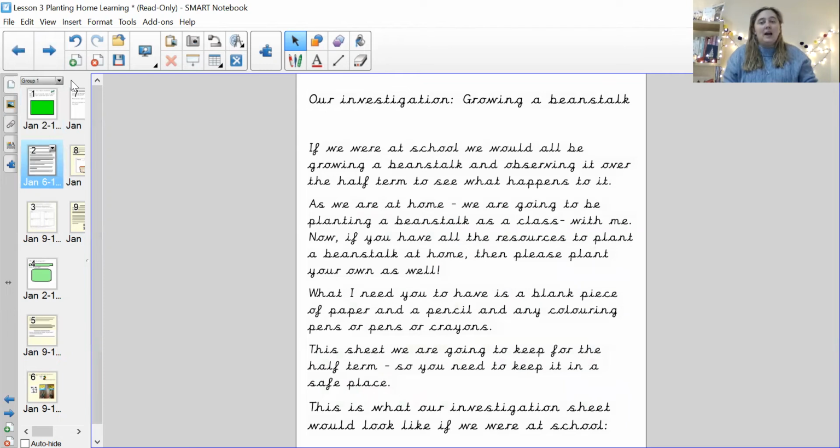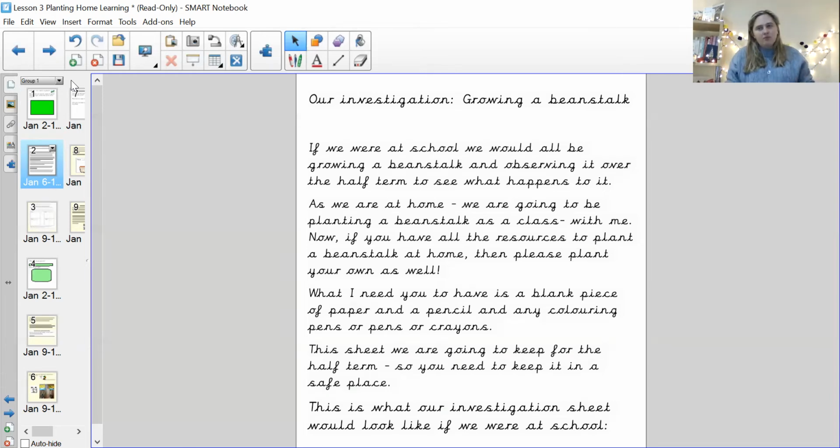Okay, now we will be growing a beanstalk. Can you have a think about why? Tell me. We are learning about Jack and the beanstalk. So we'll be growing a beanstalk. Now, if we were in school, we would all be growing a beanstalk and observing it over the whole half term to see what happens to it. As we're at home, we're going to be planting the beanstalk as a class. So Dyson's beanstalk will be at my house.